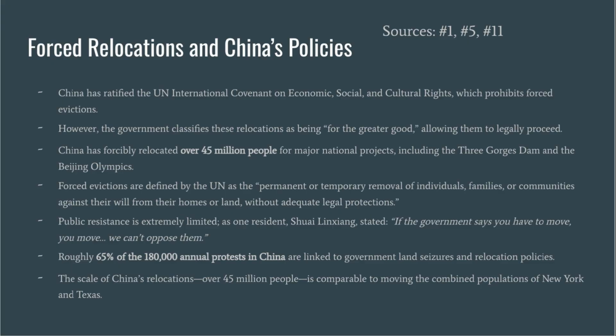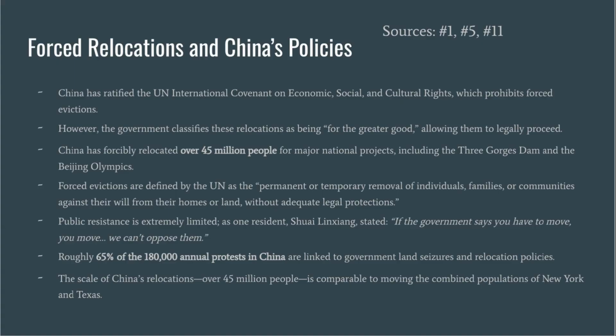China's relocation practices raise serious human rights concerns. Although China has ratified the UN International Covenant on Economic, Social, and Cultural Rights, which bans forced evictions, the government justifies these displacements as being for the greater good, which they claim makes them lawful. Forced evictions are defined by the UN as the removal of individuals or communities from their homes without adequate legal protections or alternatives. This definition closely matches what happened to FAST's surrounding villages.